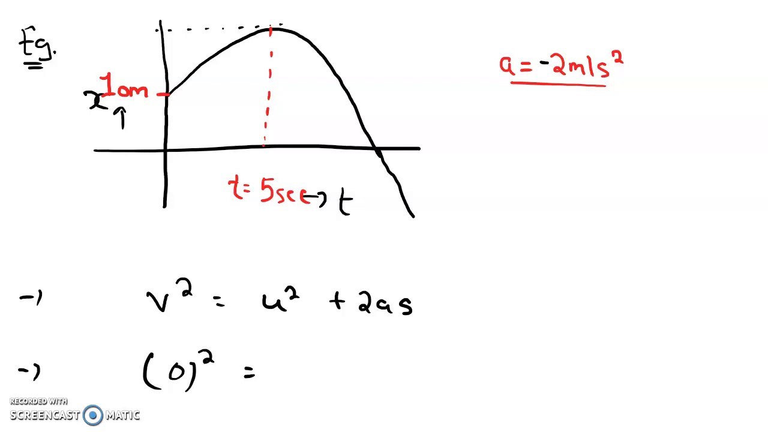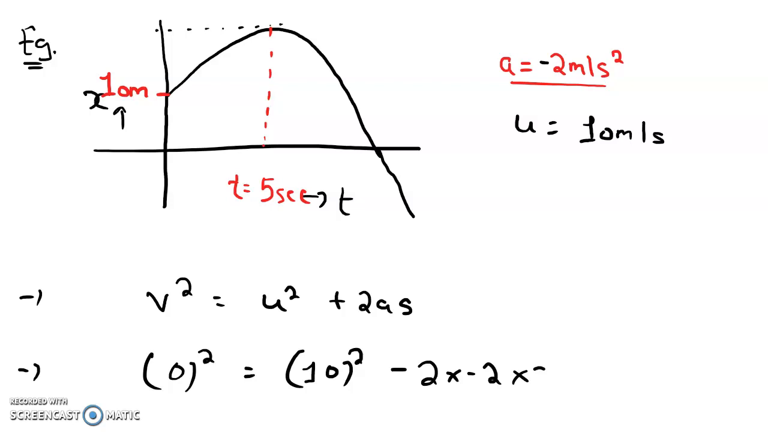Okay, u is 10 meter per second, so 10 square, and acceleration is -2 into s. So thereby I can know the value of displacement, and that would be 25. So 25 meter is this, so this will be actually 35 meter. So this will be 35 meter.